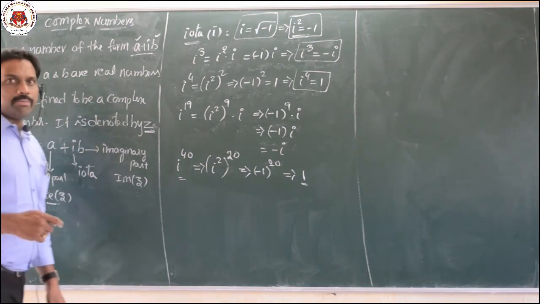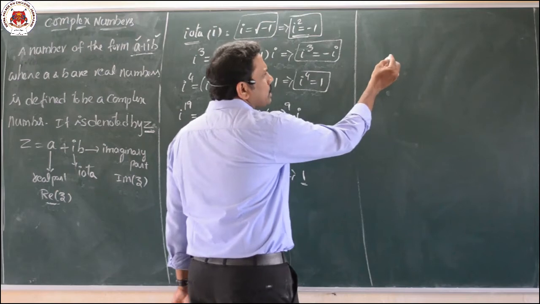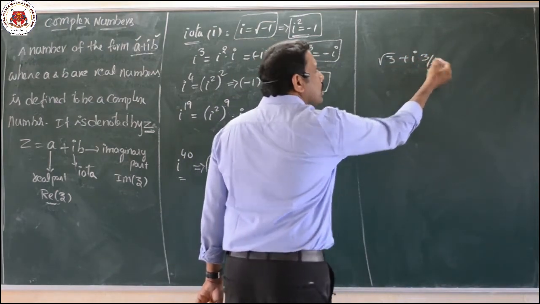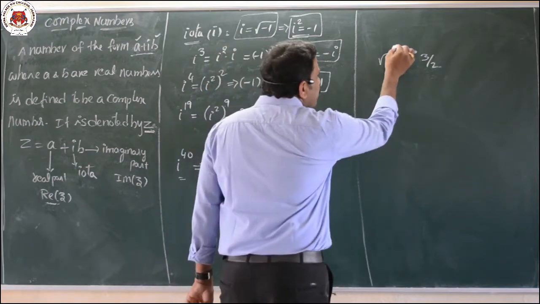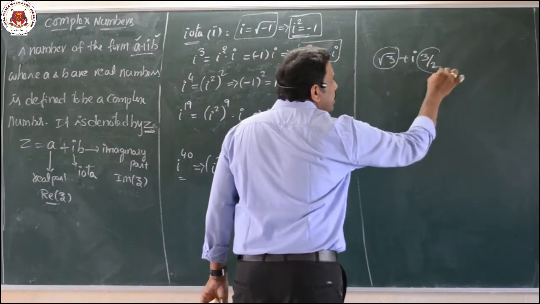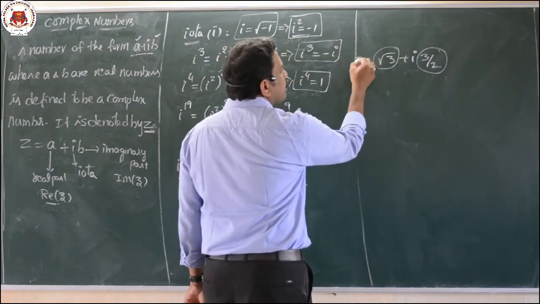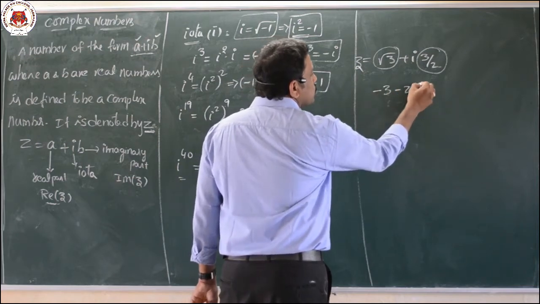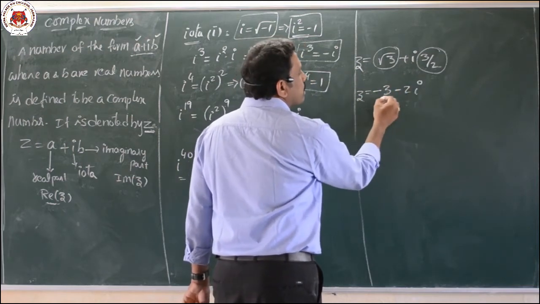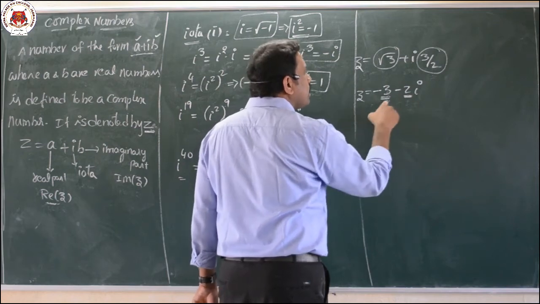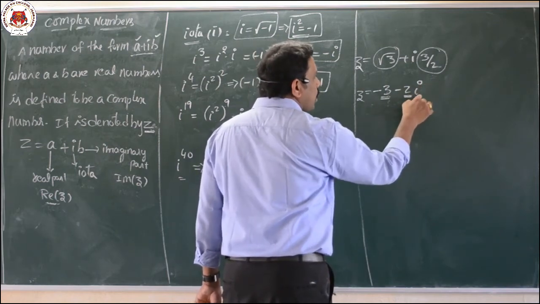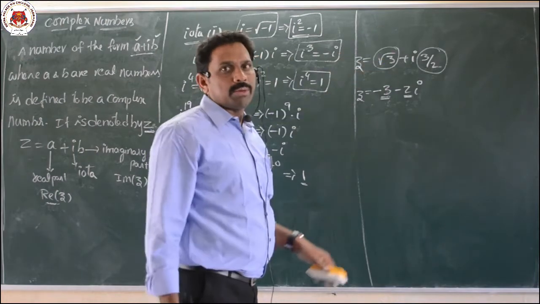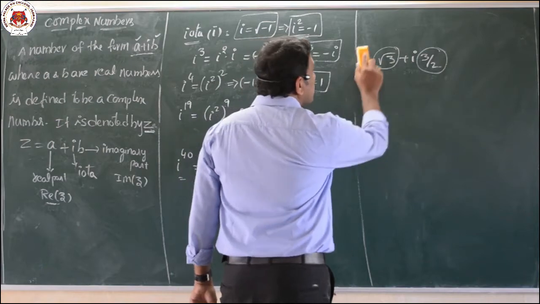Any number of examples you can take: root 3 plus i into 3 by 2, yes, this is a complex number. Here root 3 is a real number, 3 by 2 is also a real number, so we can denote it by the letter z. Next one, we can take minus 3 minus 2i. This is also a complex number because this is a real number and this is a real number. A combination of two real numbers along with iota is definitely a complex number. All these are examples of complex numbers.